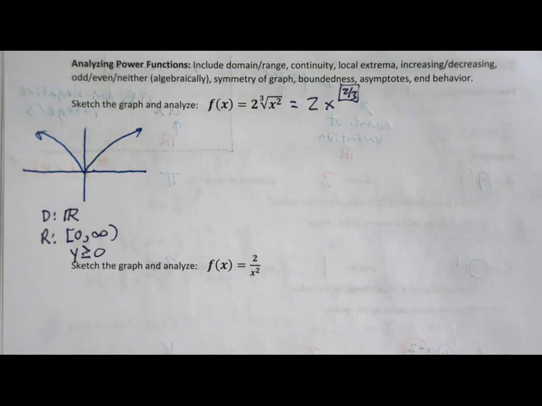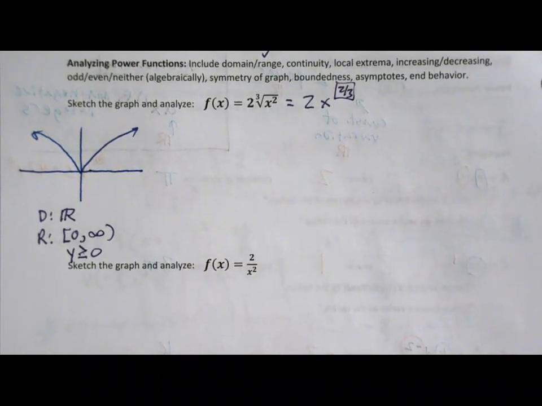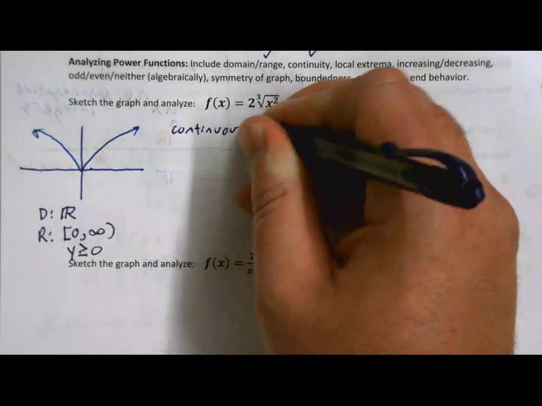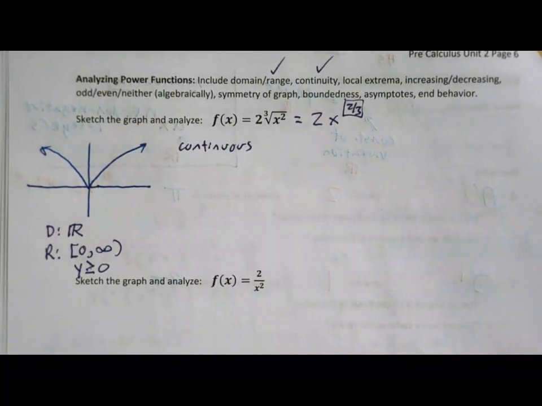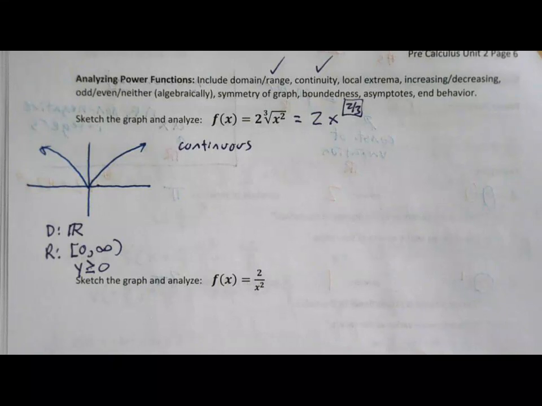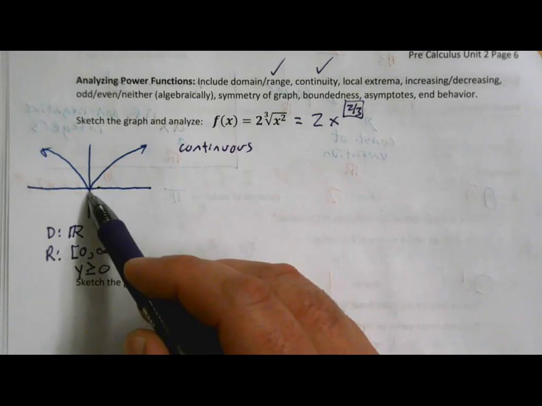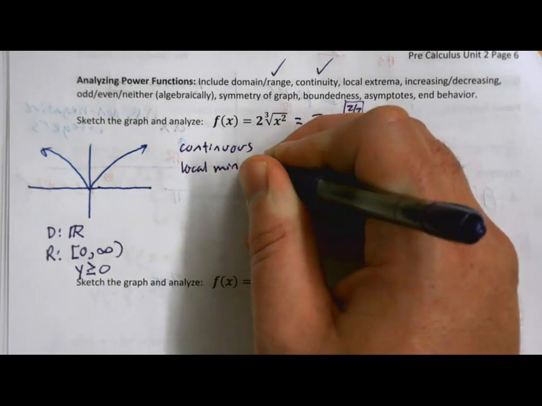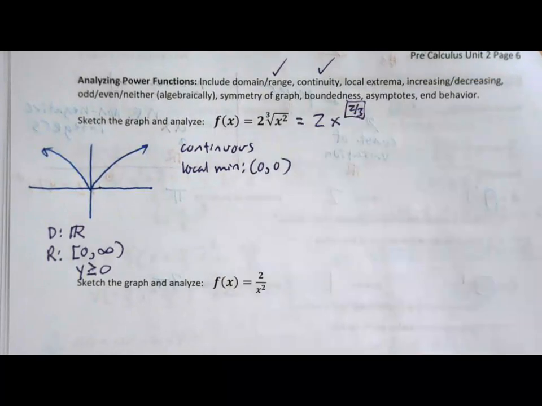All right, we got domain and range. Check. Continuity. Is this a continuous graph? Are there any breaks or jumps or anything like that? Nope, it's continuous. Local extrema. Any local maxes or local mins? I see one. I see a local min right here. It's actually a global min, but we'll go ahead and call it a local min. And that occurs at 0, 0.